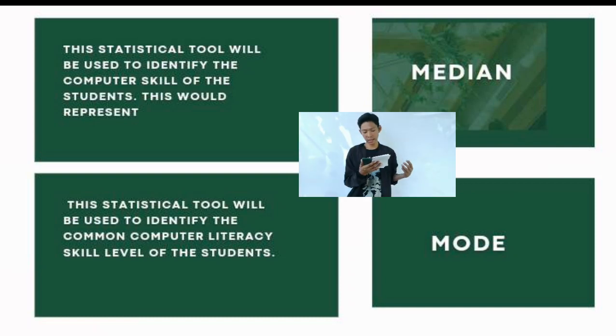The last one is the mode. The mode is a statistical tool that will be used to identify the common computer literacy skills levels of the students. The mode is the number that appears most frequently in the data set, and it would be interpreted as the common computer literacy skills of the students.